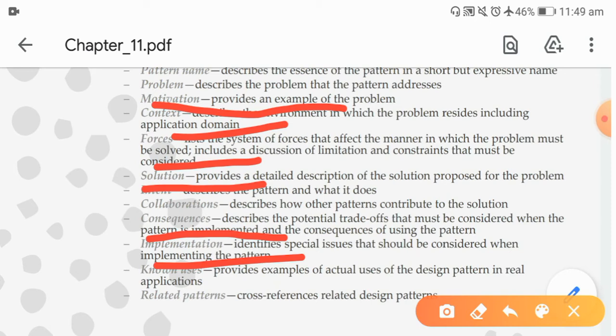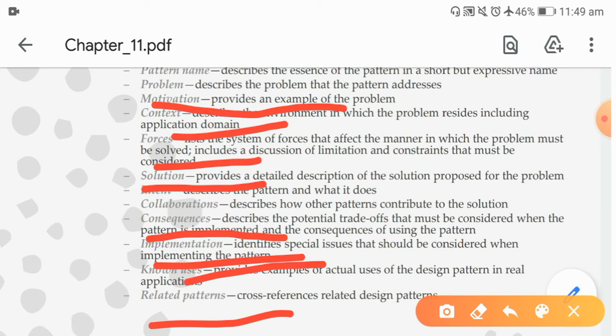Next one is the known uses. The known uses provide examples of the actual uses of the design pattern in real applications. Such as, if you take YONO SBI, when you take the ATM machine and you are going to perform the operation by using the ATM machine, then you can say that you can perform all this from your home by using YONO SBI. So you can tell the customer to open YONO SBI or net banking for doing this type of transaction.